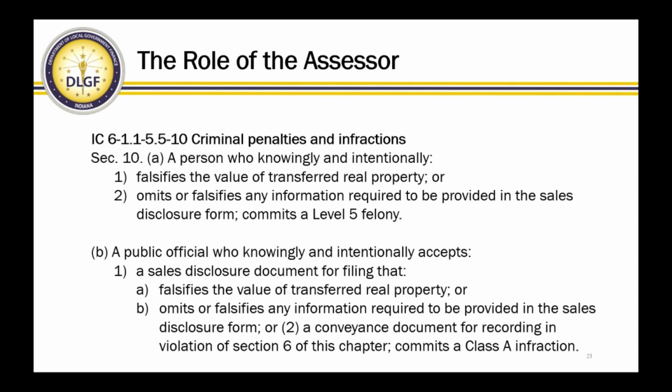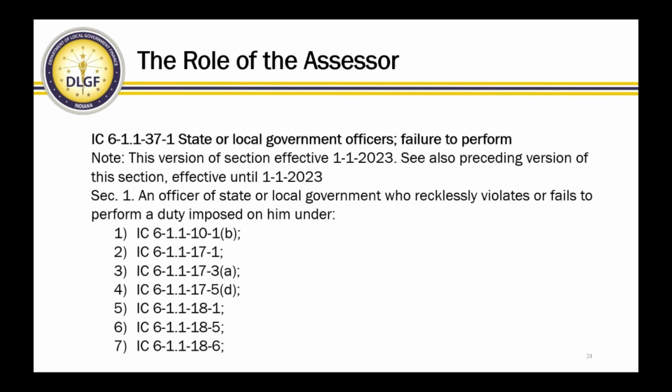Also, a public official, who could be an elected official or an employee, who knowingly and intentionally accepts a sales disclosure that falsifies the value of the property, or omits or falsifies any other information in regard to the sales disclosure form, commits a Class A infraction. I'm not an attorney, but my understanding is a Class A infraction obviously is not as severe as a level 5 felony.